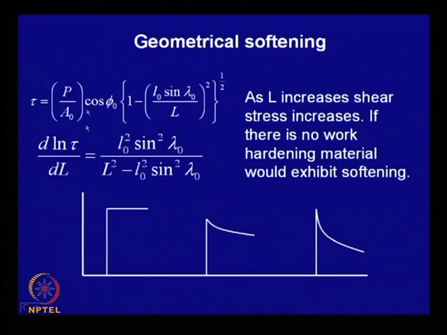which is shown over here. You can easily show this. If this is the expression, you take a logarithm and differentiate, and it is possible to show that if you plot tau against strain, say for different lambda naught, that means for differently oriented crystals, for certain orientations you will find that this drop, that softening, is quite significant. It becomes particularly prominent if you are testing a material which does not work harden. We will see later that most materials get work hardened. So, in real materials you may not see this, but it is a possibility, and this type of softening is called geometrical softening.